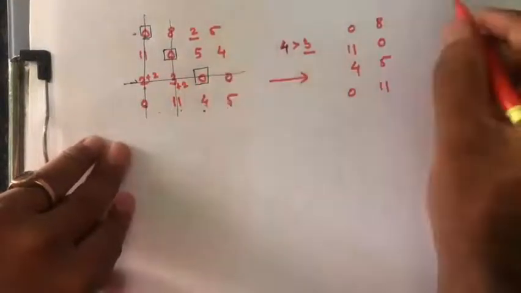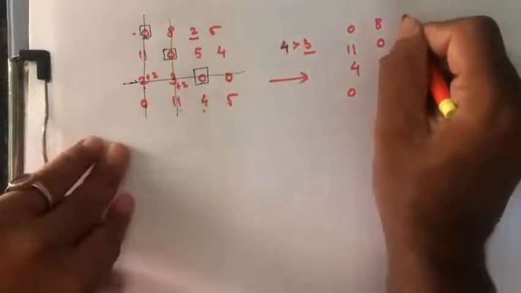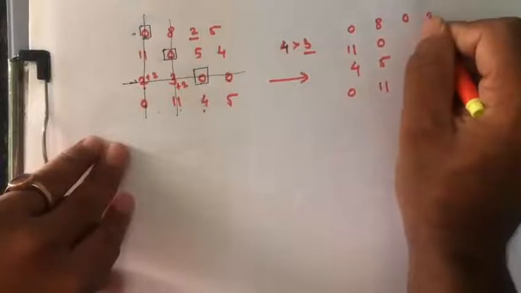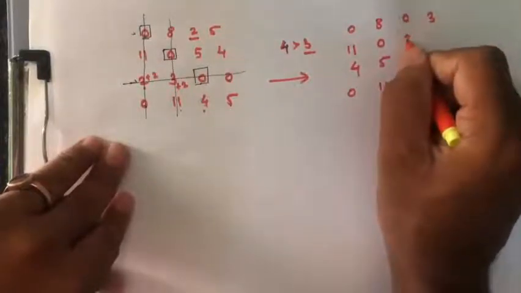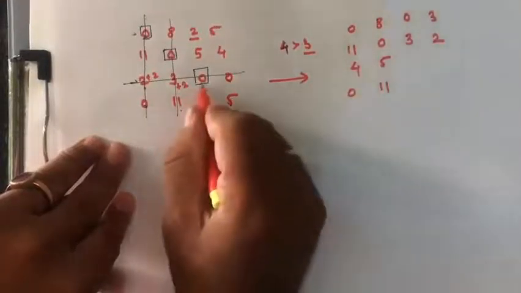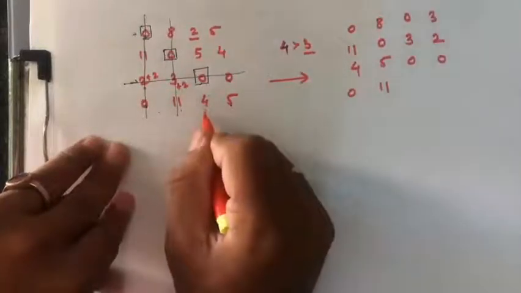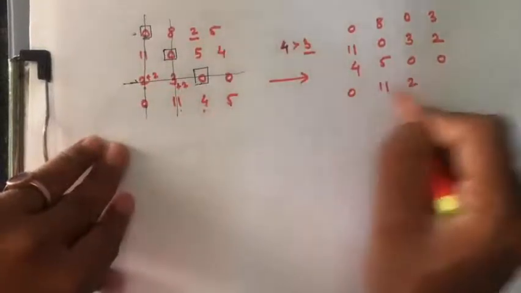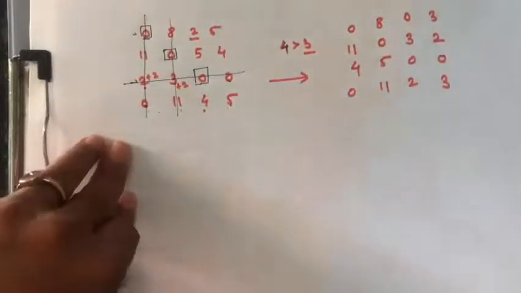After that we have to subtract this 2 from the uncovered elements. So 2 minus 2 is 0. After that 5 minus 2 is 3. After that 5 minus 2 is 3. 4 minus 2 is 2. After that we write down the 0 as it is because it is covered with a single line. 4 minus 2 is 2 and 5 minus 2 is 3. So these are the new transformed matrix.